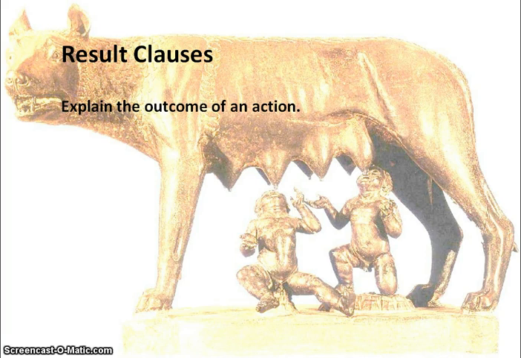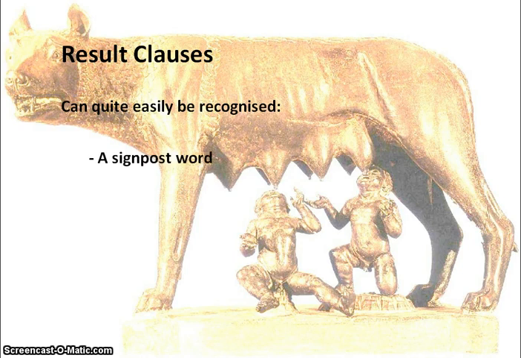out of his chair. Now, a result clause can be very easily recognised in Latin by three things, but one of those in particular: a signpost word. Now we'll move on to signpost words and what they are in just a little bit, but yes, that is our first way of recognising them. Also followed by ut and also the imperfect subjunctive.